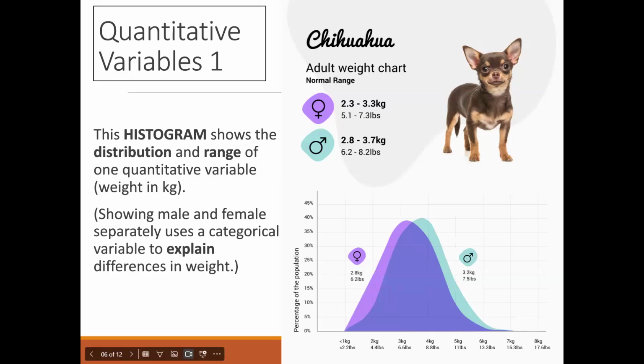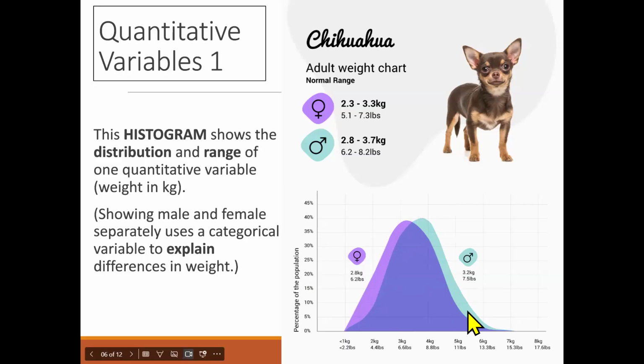And this is weight, in kilos of adult Chihuahuas. So notice that on the y-axis, we have percentage of the population. Now, we also have two groups of individuals, males and females. So that's a categorical variable. And we can see from this graph that most Chihuahuas fall into this kind of middle area.